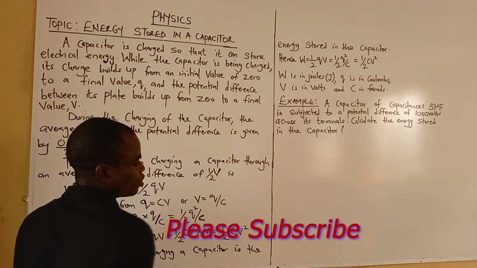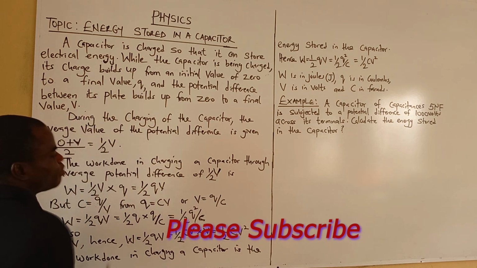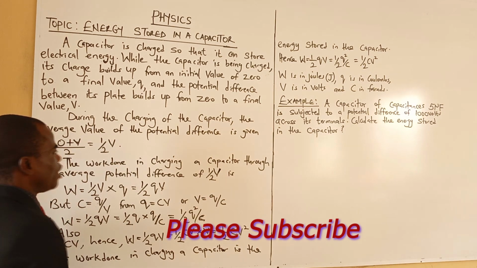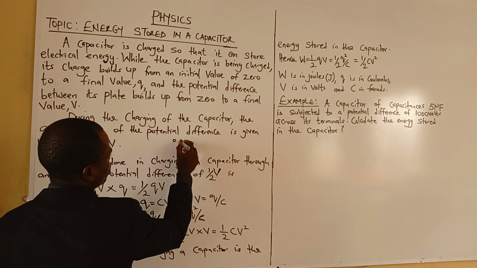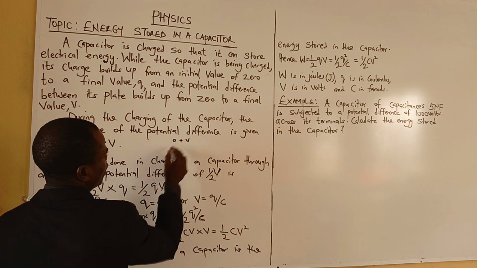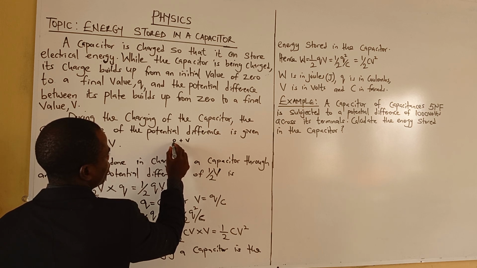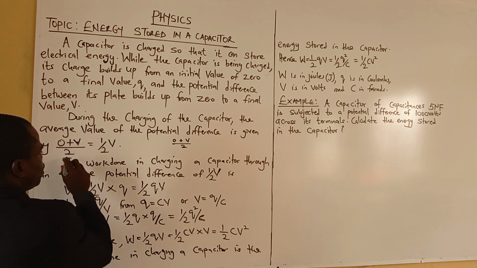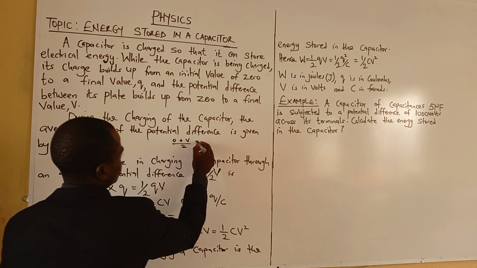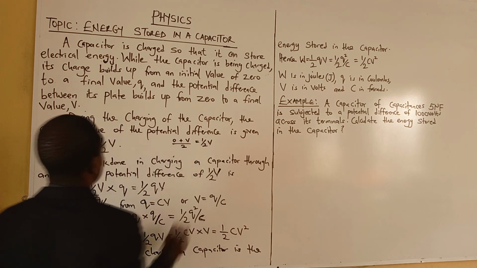During the charging of the capacitor, the average value of the potential difference is given by this: it builds from 0 to V, which is the final value. How many values? 1, 2, divided by 2. That's how we got (0 plus V) over 2. 0 plus V, that's half V.